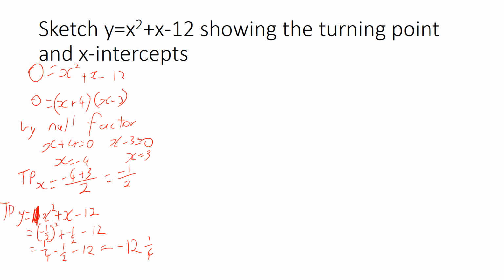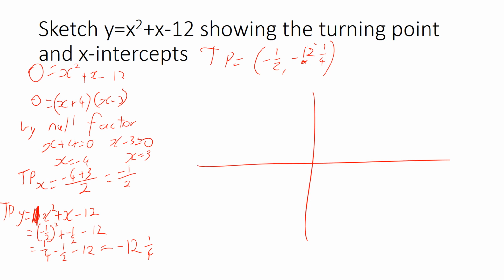So our overall turning point is -1/2, -12 and 1/4. So now we'll sketch this. We've got our x-intercepts, -4. I'll put that one in first, and then +3. And we've got our turning point at -1/2, -12 and 1/4. I'll label these. It's really important that you label these so you can show whoever's marking your work exactly what you've done. So 3, 0, and -4, 0.